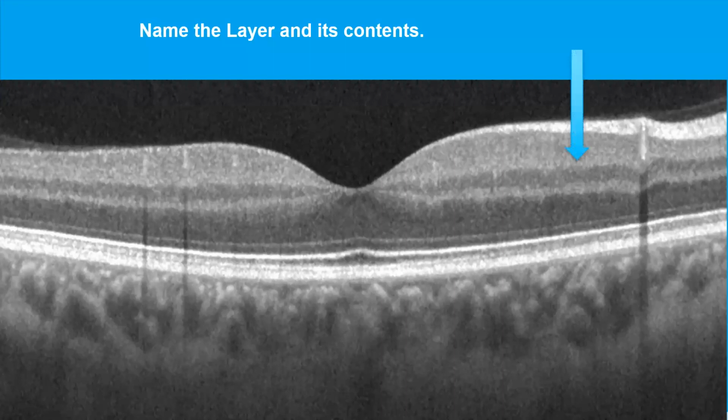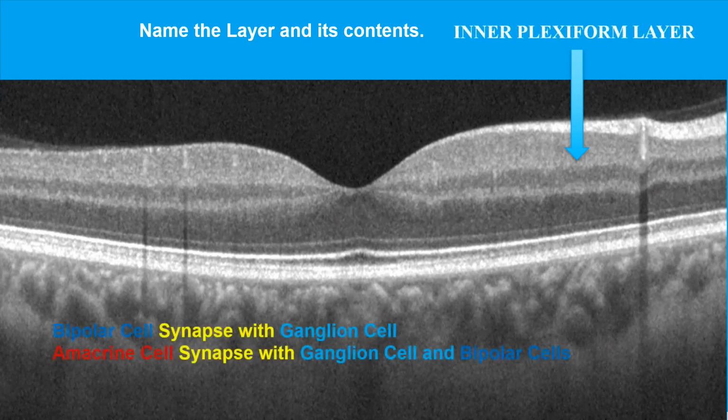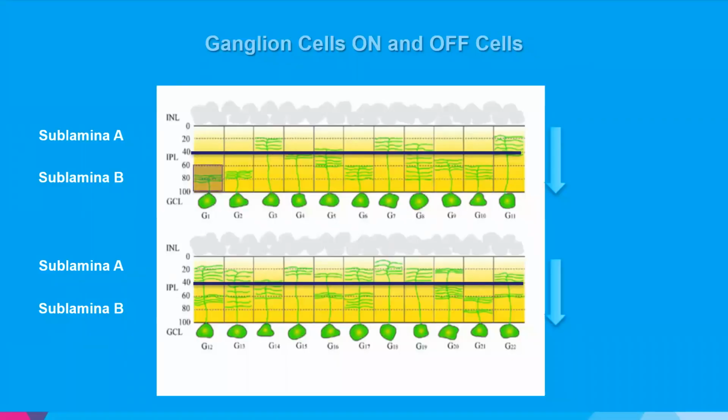Name the layer and its contents. That one right there. Interplexiform. Correct, interplexiform. So what is going on in the interplexiform? What 3 cells talk to each other? So the bipolars and the amacrines and the ganglion. You got it. Perfect. And it's the axons and the synapses between all of those. Exactly.